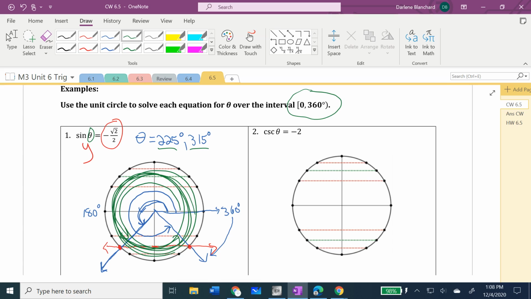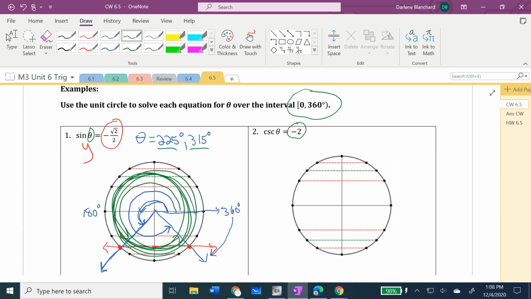Now, are you ready for cosecant? No? Okay, but we're going to do it together. You're not on your own. Who is cosecant's reciprocal again? Mm-hmm. And what number is the reciprocal of negative 2? I almost said the answer. Right.